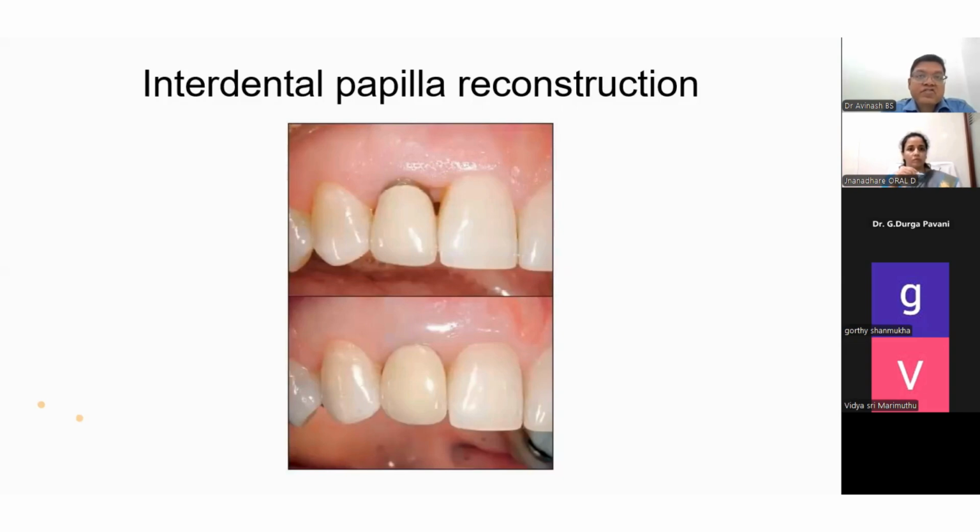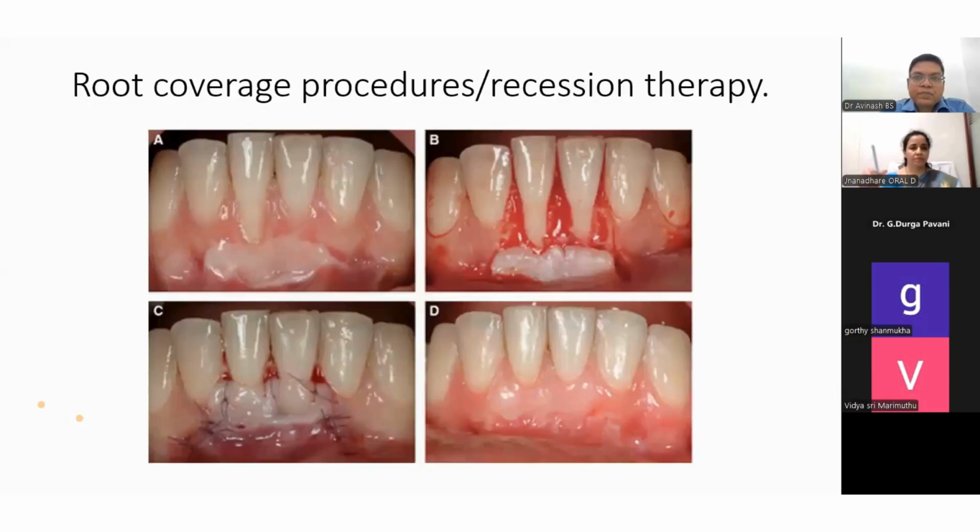Interdental papilla reconstruction, again, is one of the perio procedures which you can consider aesthetics. There are many options. Apart from surgeries, you can even place PRF. I-PRF is quite popular nowadays. You can just inject I-PRF in this region so that there is fill of this interdental papilla. Also, obviously, the root coverage procedures: wherever there is exposure of root in recession cases, you can perform root coverage procedures, which will not only preserve the tooth, but also enhance the aesthetics.